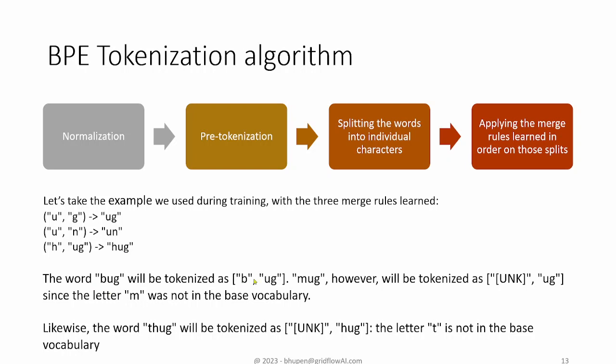In this case, BUG will be tokenized as B and UG. MUG, on the other hand, will be tokenized with just a second. So MUG will be tokenized: UG is understood, M is not understood, so it will be replaced with unknown. Similarly, THUG: HUG is understood, so it will be converted to this token. T is not understood, so this will be an unknown token.